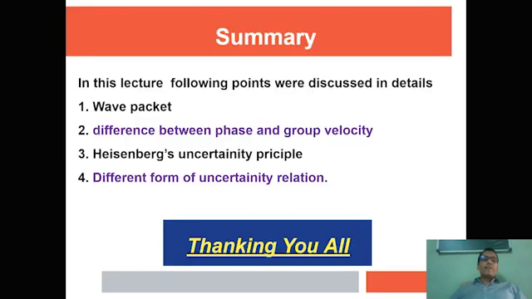Okay, so finally the summary. In this lecture, the following points were discussed in detail. First, the concept of wave packet. This is the new term to interpret matter waves. The matter wave is not actually a single wave; it is actually a packet of so many waves. And then the difference between phase and group velocity. Phase velocity is the velocity of a single component wave, and the group velocity is the velocity of that wave packet, which actually represents the velocity of de Broglie's wave. And then Heisenberg's uncertainty principle and the uncertainty relation in different forms.